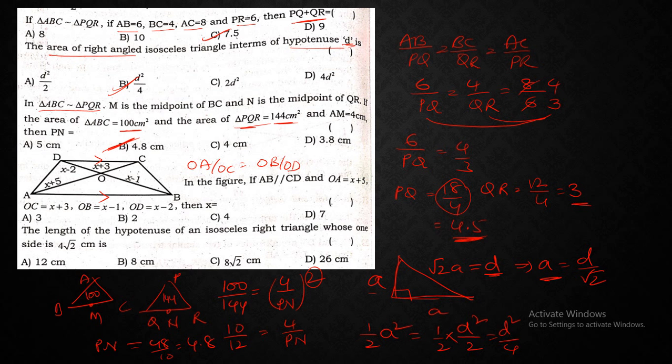By substituting the values, you can simplify the answer. Next, moving on to the next question: the length of the hypotenuse of an isosceles right angle triangle whose one side is 4 root 2. It asks us to find the length of the hypotenuse. So one of the sides is 4 root 2, then automatically the other is also 4 root 2, because it is an isosceles right angle triangle. The length of the hypotenuse is the square root of 32 plus 32, which is root 64, which gives me 8. So the answer is 8 centimeters.